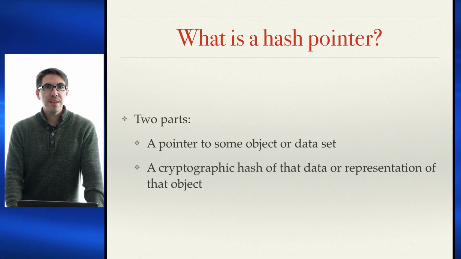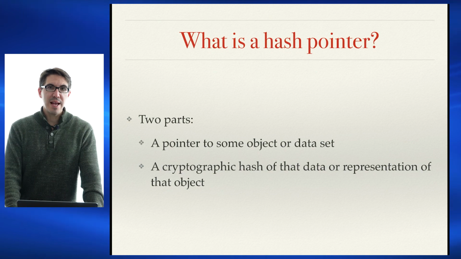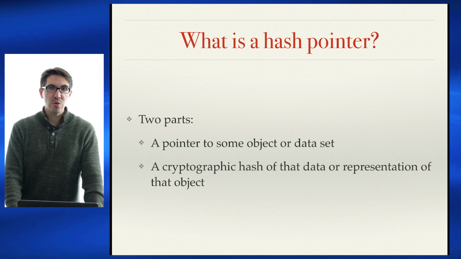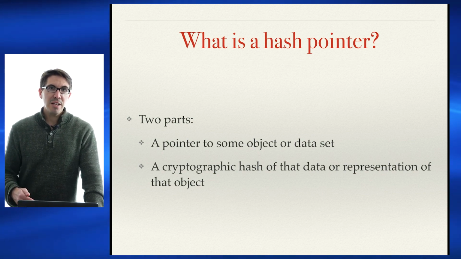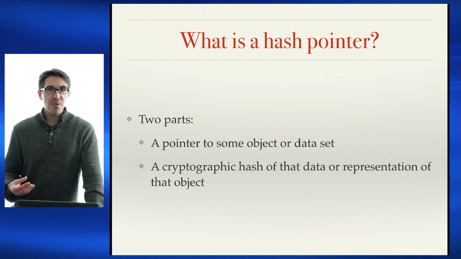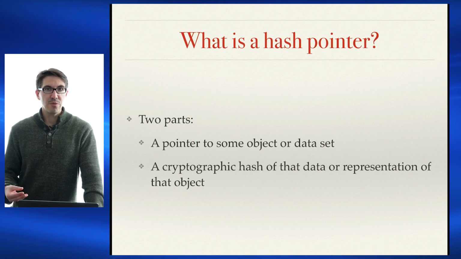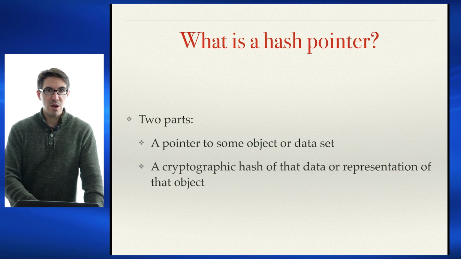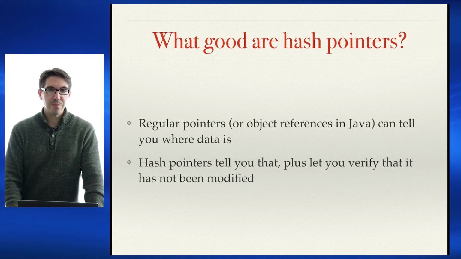So the first thing that we need to discuss is what is a hash pointer. If you've done programming in C or Rust or Java, you're probably familiar with the concept of pointers or object references. They're just a pointer to some location in data that stores an object. A hash pointer adds an additional piece of data to this, namely a cryptographic hash of that data or some other representation of that object or data located there.